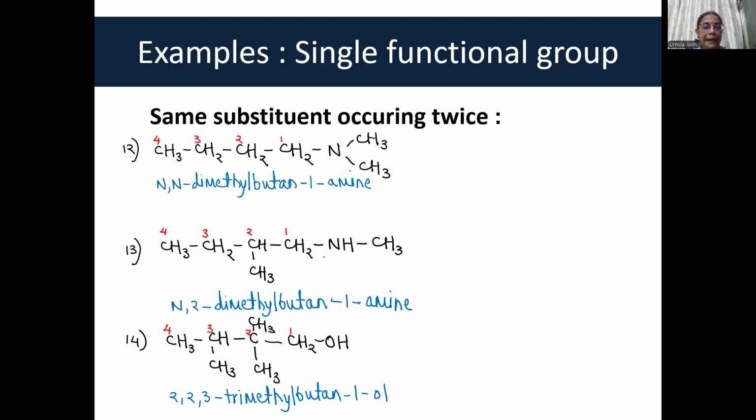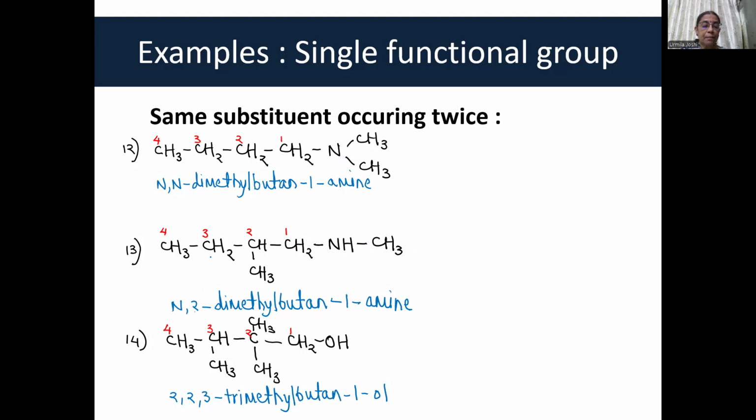Here, slightly different. Look at this. One methyl is attached to nitrogen, the other methyl is attached to carbon number 2. So how are you going to write this? Again, this is butanamine, but at N and at 2 position, there are methyl groups. So N,2-dimethyl butane 1-amine.